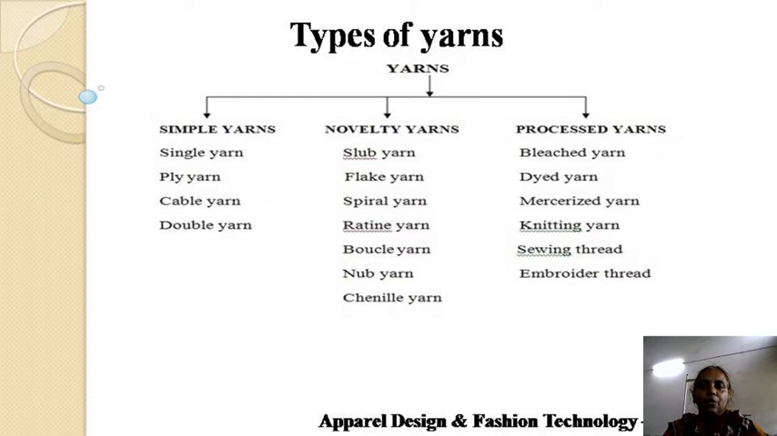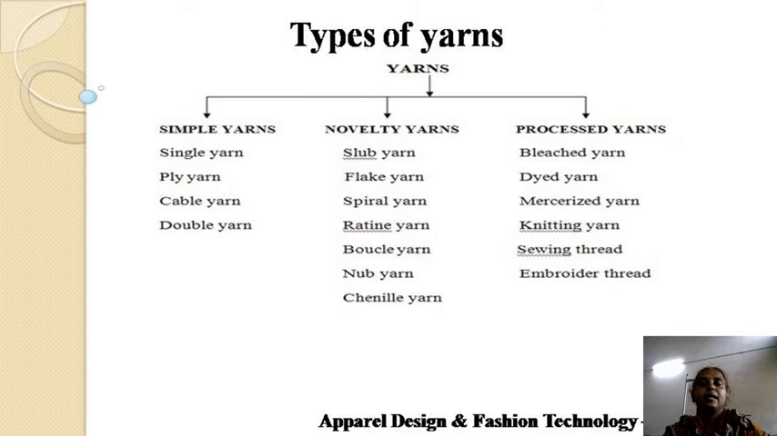Next one is the novelty yarns. What are the novelty yarns? Slub yarn, flake yarn, spiral yarn, rattan yarn, buckle yarn, nub yarn, and the chenille yarn. So these come under novelty yarns. These are used for creating decorative or fancy effects. Next is the processed yarns. What are the processed yarns? Bleached yarn, dyed yarn, mercerized yarn, knitting yarn, sewing thread, embroidery thread. These come under processed yarns.